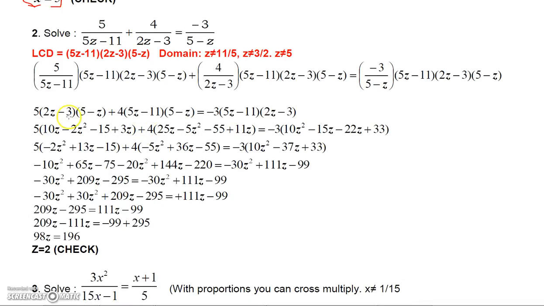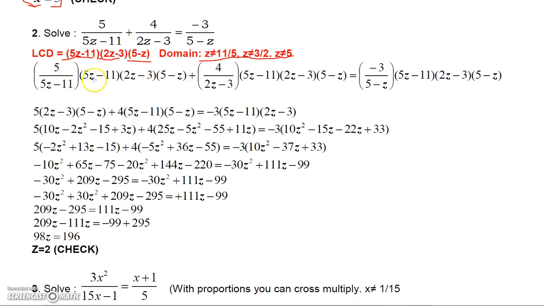Okay? Now this one's a bit longer, but basically it works like this. Here you have three denominators: 5z minus 11, 2z minus 3, and 5 minus z. If you were to set each of these equal to 0 to see what would make them equal 0, for the first one you would get 11/5, for the second one you would get 3/2, and for the third one you would get 5. So our domain cannot contain any of those three numbers. That also means our answer can't contain those numbers.